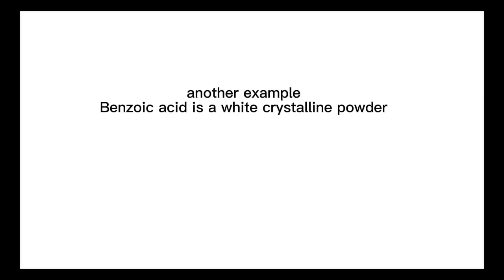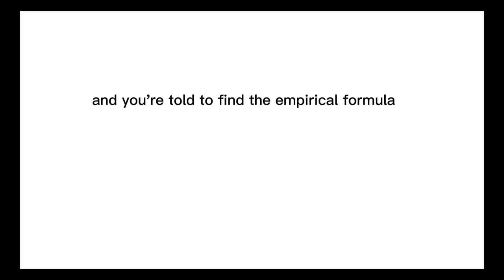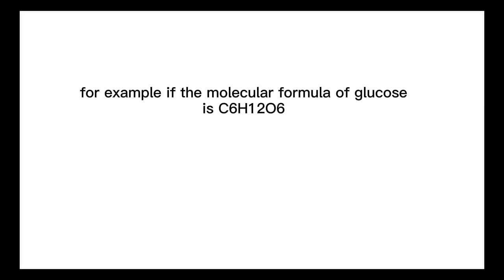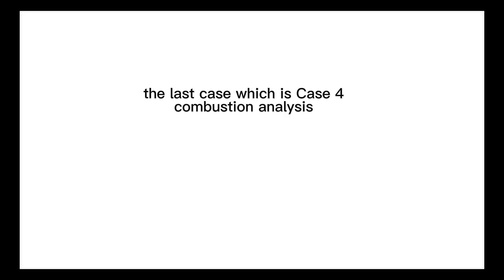Another example. Benzoic acid is a white crystalline powder used as a food preservative. The compound contains 68.8% carbon, 5.0% hydrogen, and 26.2% oxygen by mass. What is its empirical formula? Let's talk about case 3. You can be given the molecular formula and you are told to find the empirical formula. For example, if the molecular formula of glucose is C6H12O6, what is the empirical formula? The last case, which is case 4.